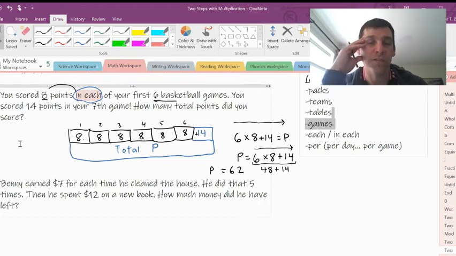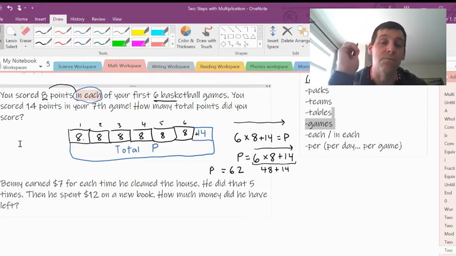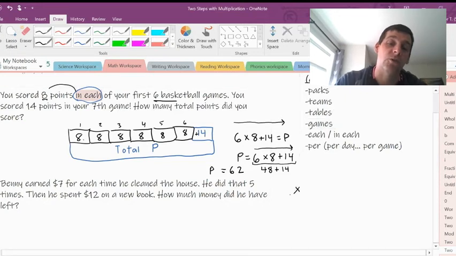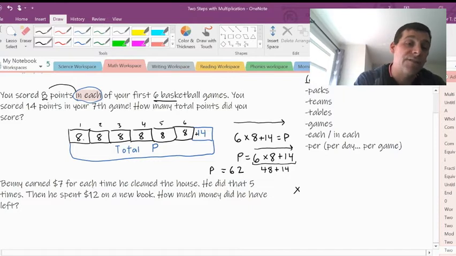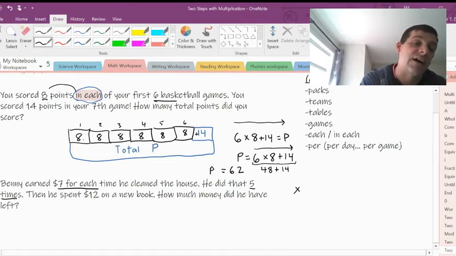So which word or words are telling you to multiply? What are you seeing for that? You probably found in here that it says 7 for each, right? So I know 7 for each and 5 times, right? So I got that 5 times here.